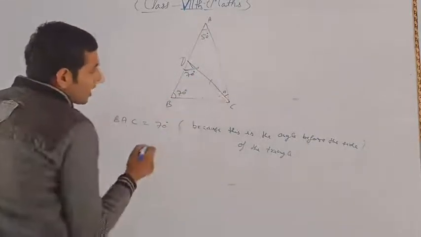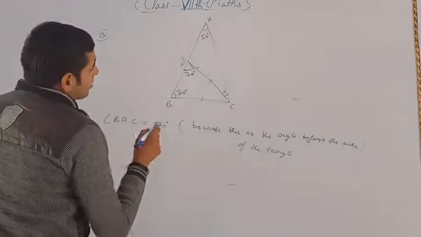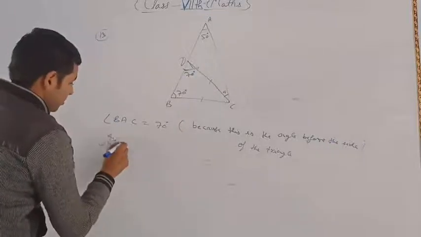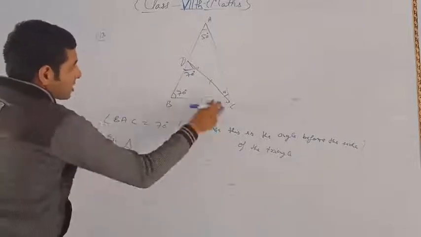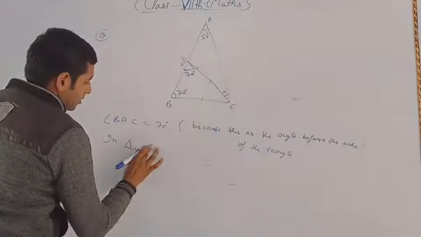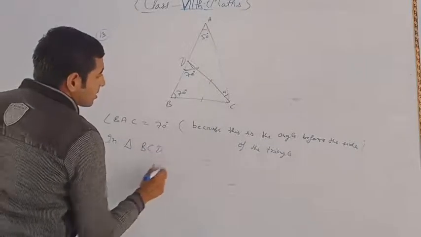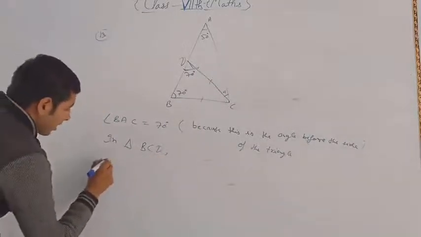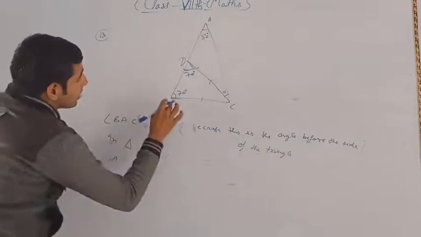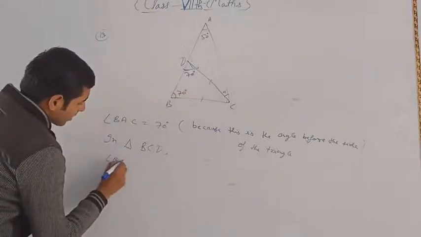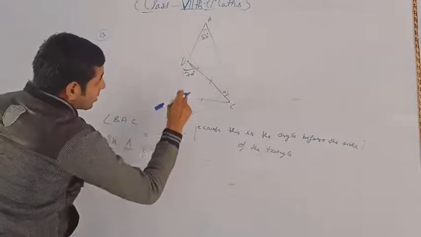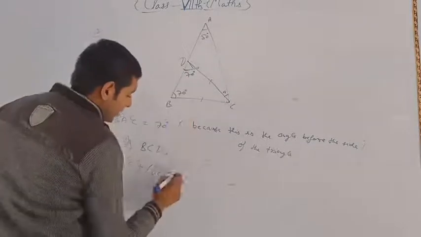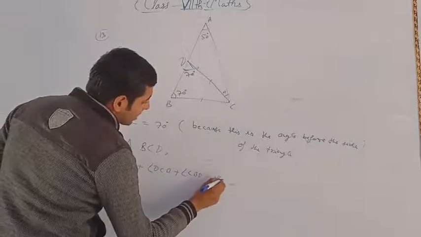So we have to find the value of A. Again, now in this figure, in triangle BDC or BCD, in triangle BCD, we get angle BDC plus angle DCB plus angle CBD is equal to 180 degrees.